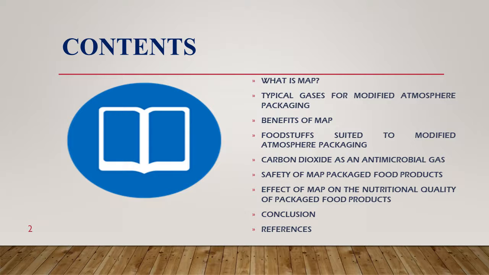Now coming to the next slide, contents. The contents of my presentation contain: what is MAP, typical gases for modified atmosphere packaging, benefits of MAP, foodstuffs suited to modified atmosphere packaging, carbon dioxide as an antimicrobial gas, safety of MAP product, and then the effect of MAP on the nutritional quality of packaged food products, and then conclusion, and finally the references.